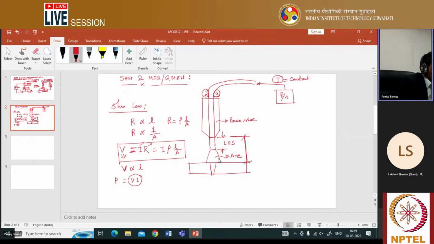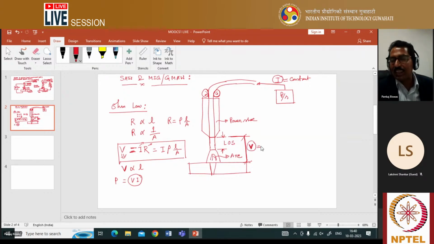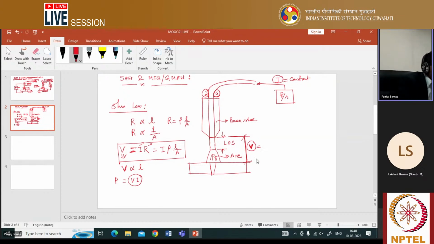Whatever heat is generated in this arc region is generally dependent on the voltage difference between the electrode and the workpiece. This you should keep in mind. Now, what is arc voltage? In the arc, whatever voltage is there, that is called arc voltage.